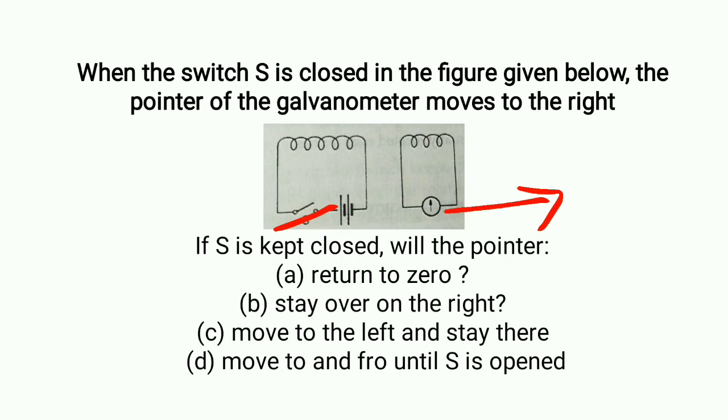Option B, stay over on the right. Option C, move to the left and stay there. Option D, move to and fro until S is open. When the switch is continuously closed, the galvanometer moves towards the right and then immediately returns to zero. It will not stay on the right and it will not go to the left; it will come to zero. So option A is the correct answer.